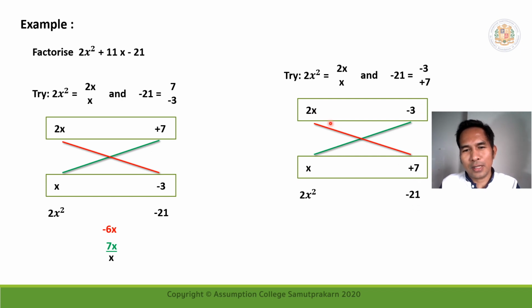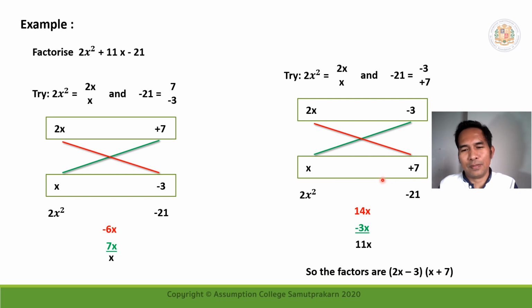The red one is 2x times 7, which is 14x. Now the green one is negative 3 times x, which is negative 3x. Now you add. What is 14x minus 3x? It's 11x. So therefore, the factors of this one are 2x minus 3 and x plus 7. Okay? So just a recap. This is just the same as FOIL. First, out, in, last. Okay?